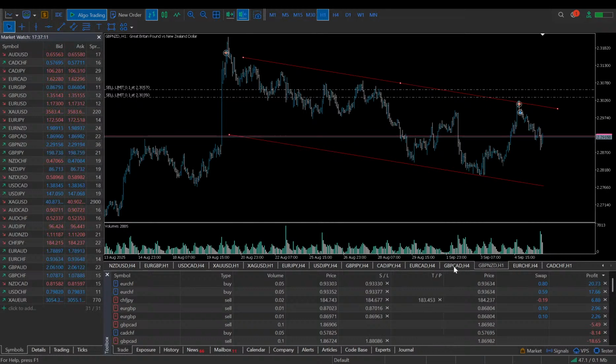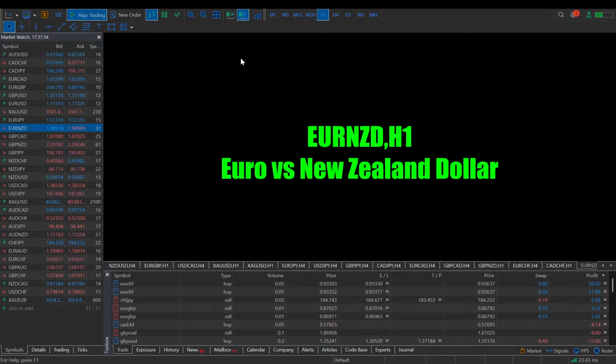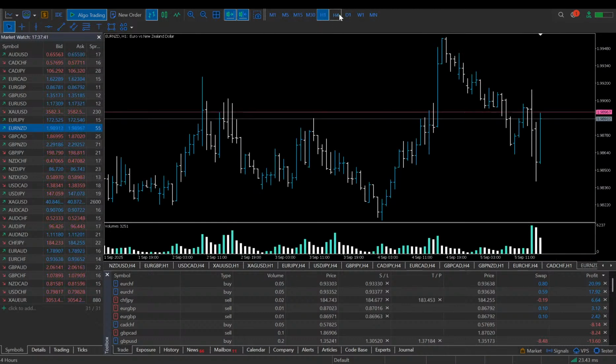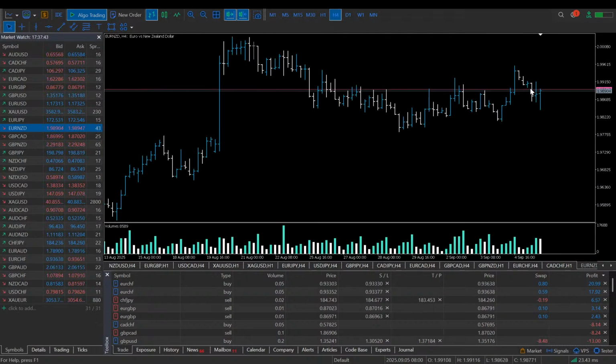The other one as well is Euro NZD. I don't have it on my chart right now, but I should have it actually. Euro NZD should be another one that I am looking forward to, but somehow I'm not sure why I don't have it here. And so, yeah, there you go. So I do also have Euro NZD that I am also targeting.